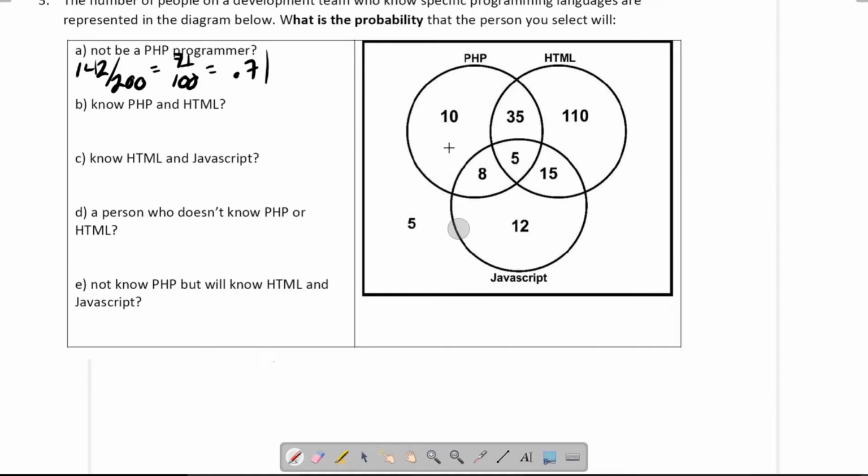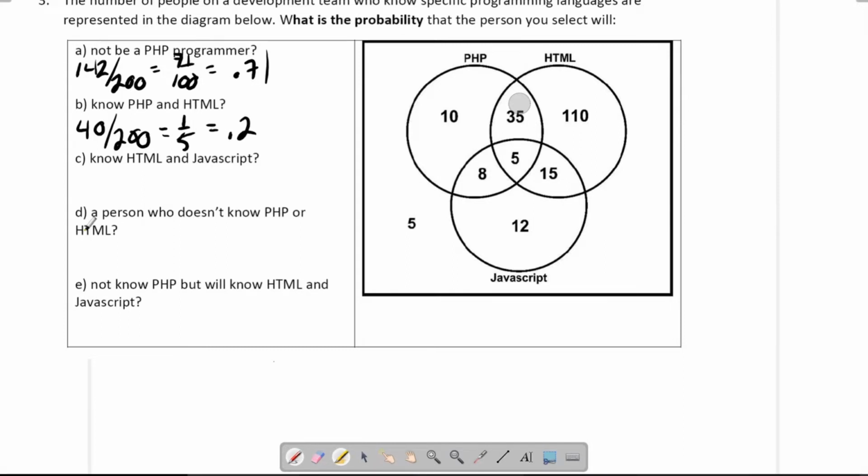Part B says, what's the probability that the person you select will know PHP and HTML? So that's the intersection between them. They know both things. They know both PHP and HTML. So you can add those together, the 35 and the 5. You get 40 out of 200, which is equal to, reduce that down to 4 out of 20 or 1 out of 5, which is 0.2.